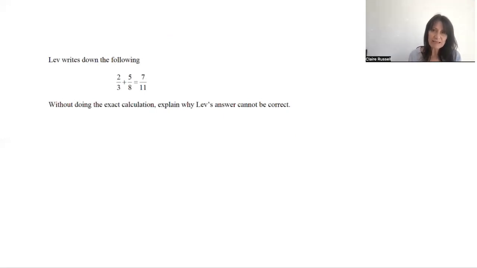Okay, so you're really, really clearly being told that you're not to do the exact calculation. So there's no point. It's not going to get you any marks. They just want to know why he cannot possibly be right. So they're really just testing how confident you are with the method. And he can't be right because his denominators aren't the same. He's literally done 3 plus 8 is 11. So something worded along those lines about the denominators needing to be the same is all that you would need for the mark on a question like that.